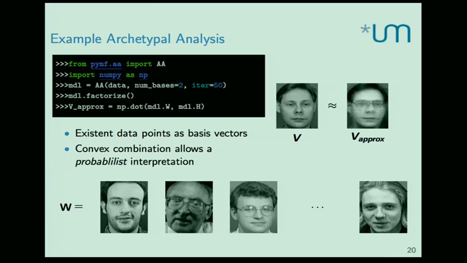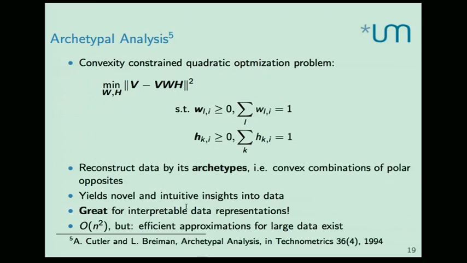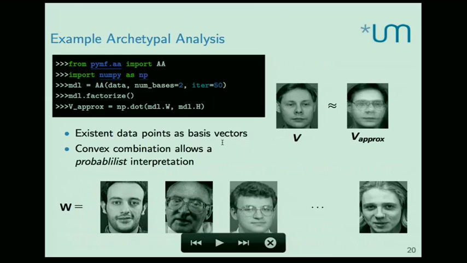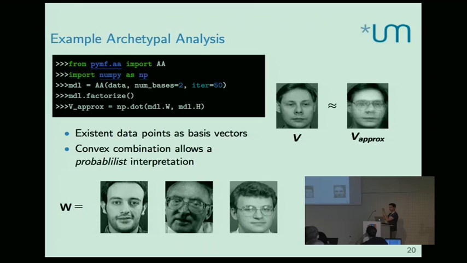The second interesting thing is how you represent your data. So the coefficient vectors, the H, are also restricted to convexity. So what does that mean? Basically, you now can represent each of your facial images that you have as a probabilistic combination of all these archetypes.